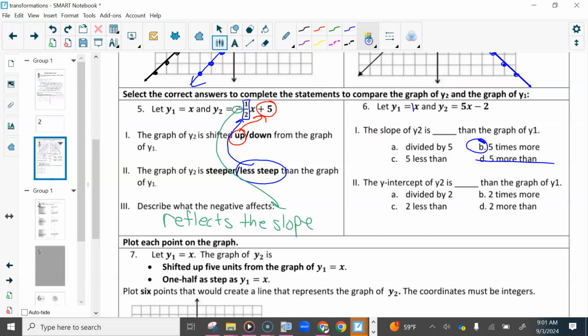And then the y-intercept of y2 is divided by 2, 2 less than, 2 more than, or 2 times more, I think I switched those, than the graph of y1. Did we add 2? 2 less than. Should be 2 less than. So in general, your y-intercept is adding or subtracting. Slope is multiplying or dividing. Keep those separate as well. Questions there before you guys do this last one?